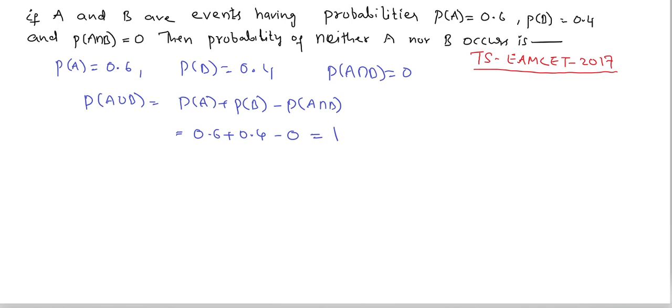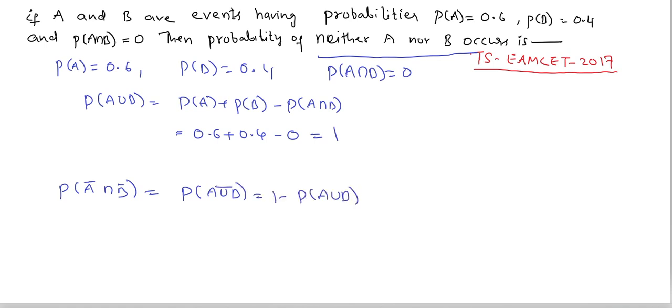Now the probability of neither A nor B occurs, that means P of A bar intersection B bar, that is equal to P of A union B whole bar, that is equal to 1 minus P of A union B, that is equal to 1 minus 1, that is equal to 0. Therefore probability of A bar intersection B bar is equal to 0.